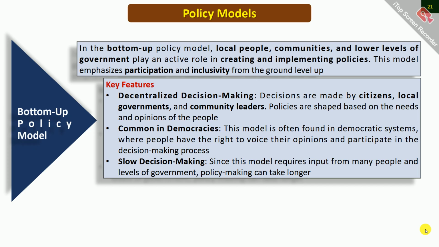These are common in democracies. This model is often found in democratic systems where people have the right to vote their opinions and participate in the decision making process. Slow decision making, since this model requires input from many people and levels of government, policy making can take longer time as compared to top-down policy model.